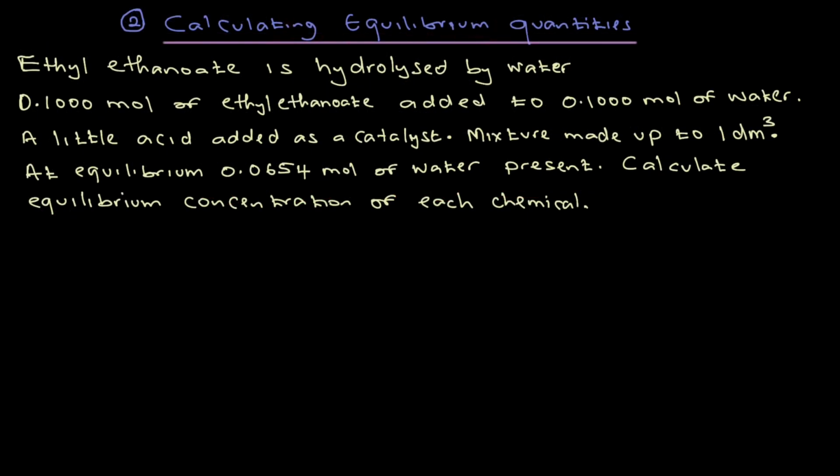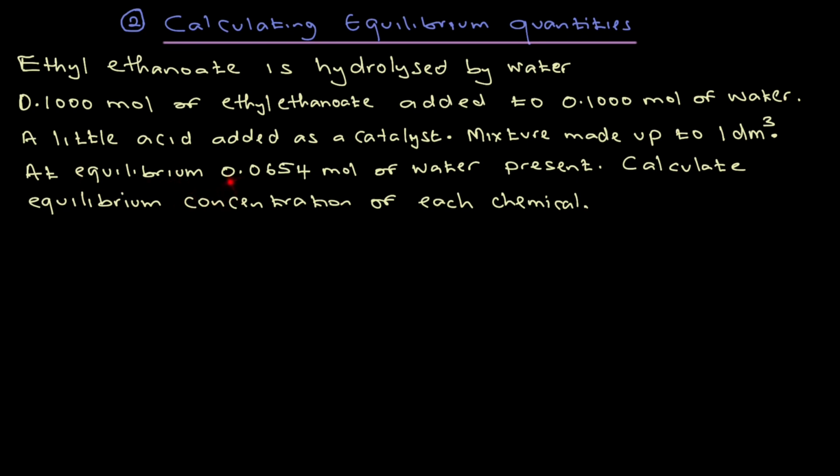Calculating equilibrium quantities. Ethyl ethanoate is hydrolyzed by water. 0.1 mole of ethyl ethanoate is added to 0.1 mole of water. A little acid is added as a catalyst. The mixture is made up to 1 decimeter cube, that's 1000 centimeter cube.